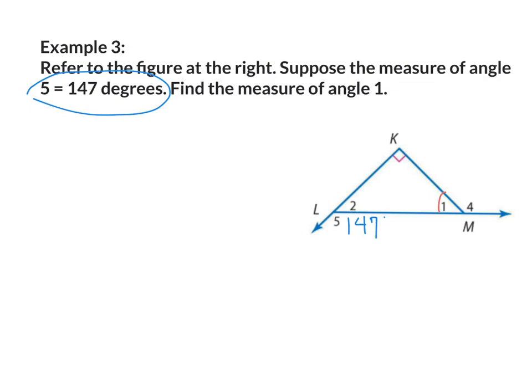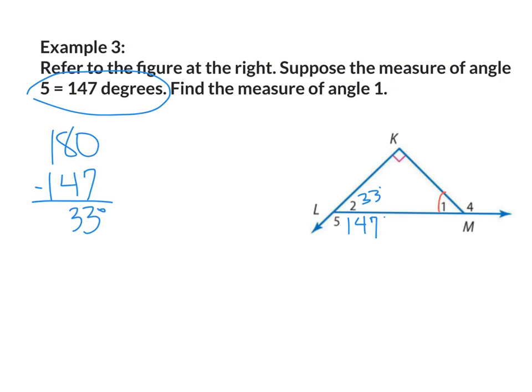What I notice is that angle 5 and angle 2 form a straight line. That means they're supplementary angles, and when added together, they equal 180 degrees. So I'm going to take 180 degrees and subtract 147. This will give me the measure of angle 2, which becomes 33 degrees.